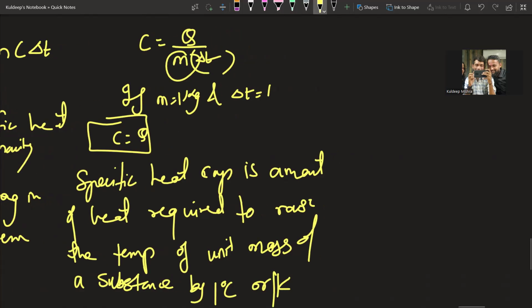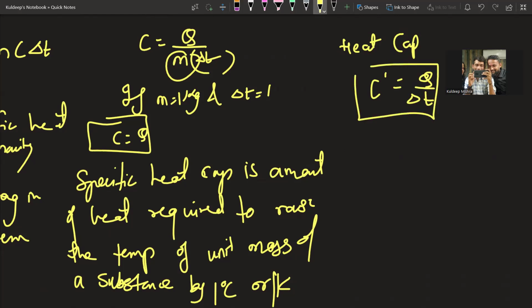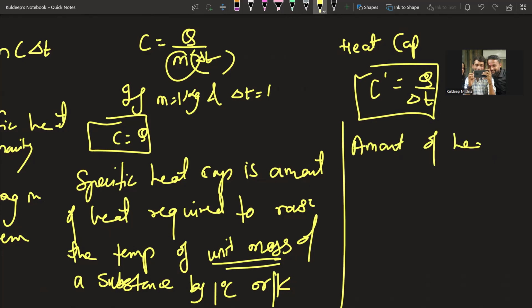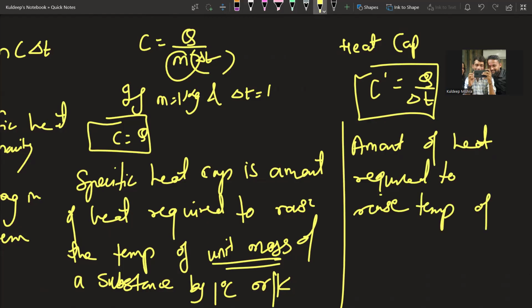Okay. And similarly, there is something called just heat capacity. Heat capacity is just Q upon delta T. It doesn't have a mass, so no unit mass thing. It is just the amount of heat required to raise the temperature of the full body by 1 degree Celsius.